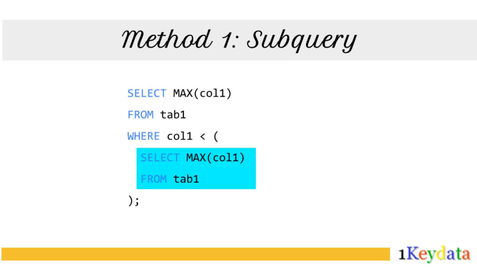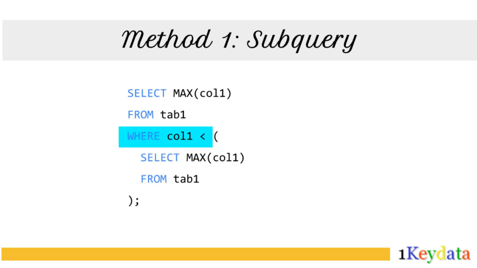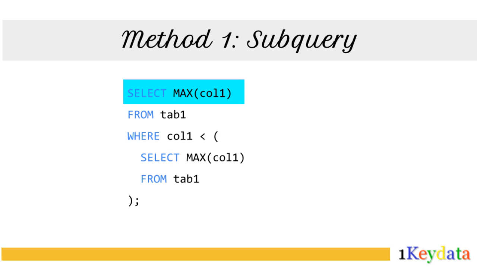The subquery finds the largest number, and then that number is removed from the dataset. Then we find the remaining largest number. Note that in this query, we use less than as the operator. Given what we want to achieve is to remove the maximum value, we can also use not equal to or not in. They will all achieve the same result.